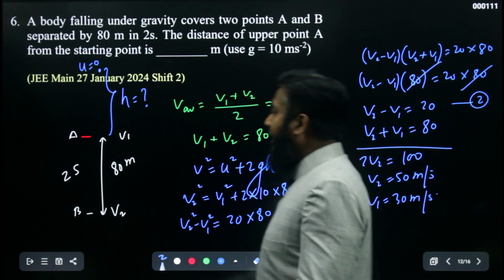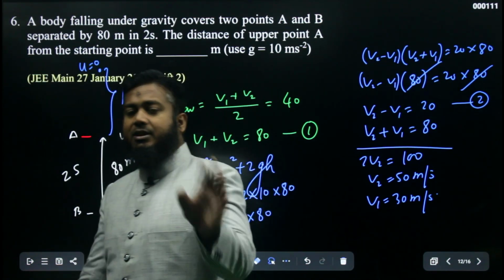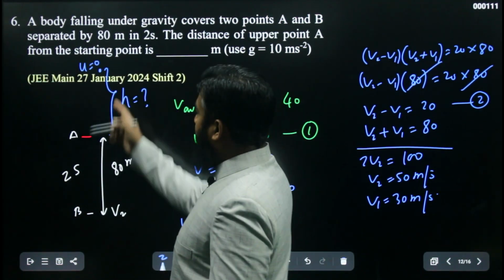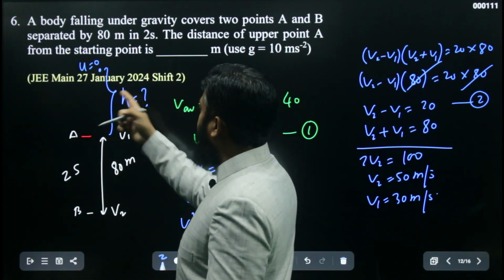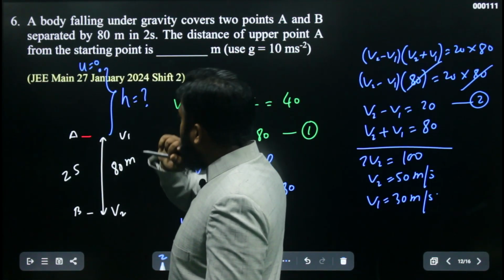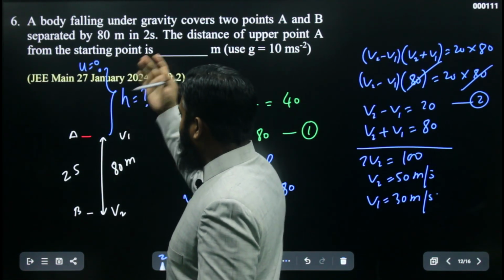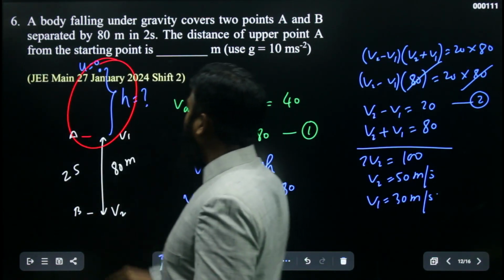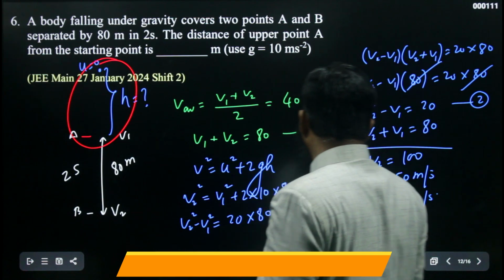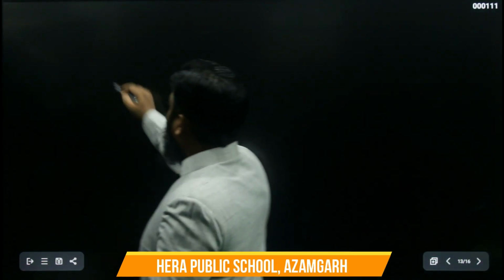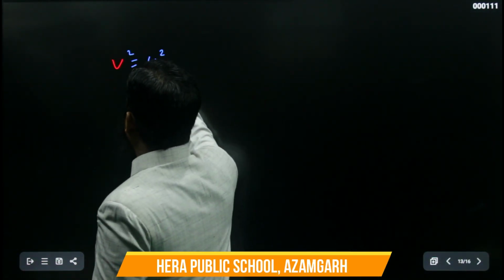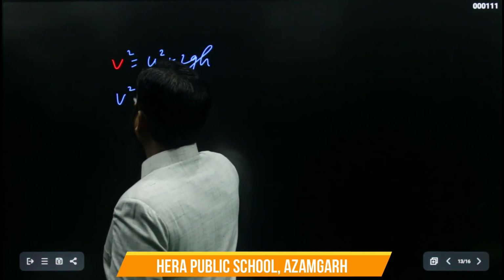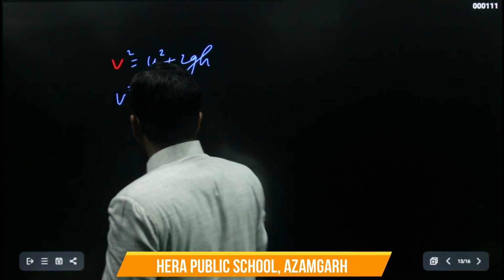Okay, so at A, velocity is 30 meter per second. And from the point where the particle was dropped from, the speed is 0. And we have to find this distance. So for this segment, again we will use the third equation. v square is equal to u square plus 2gh. u is 0, so simply v square is equal to 2gh.